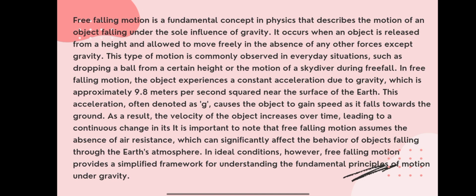In free-falling motion, the object experiences a constant acceleration due to gravity, which is approximately 9.8 meters per second squared near the surface of the Earth. This acceleration, often denoted as g, causes the object to gain speed as it falls towards the ground. As a result, the velocity of the object increases over time, leading to a continuous change in it.